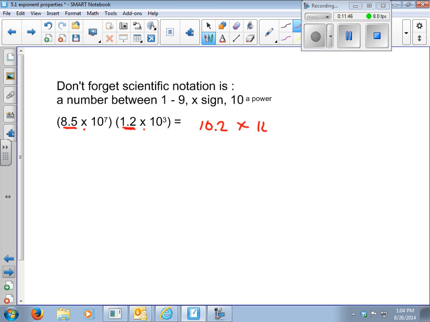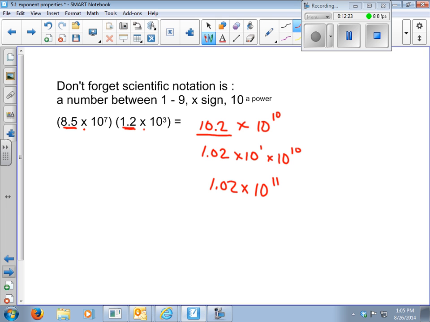Now, don't think that you're finished with this, because remember, your scientific notation has to have the front number be between 1 and 9. This is not between 1 and 9, so you have to change that first. 1.02, it is now a number between 1 and 9. But since I moved my decimal one place, I have now created a 10 to the 1st that I have to bring in with my other 10 to the 10th. And then I can use my product property, put those together, and I have a correct scientific notation, 1.02 times 10 to the 11th power.